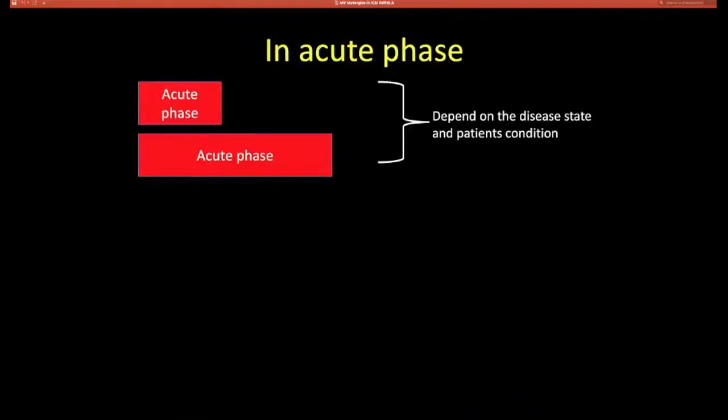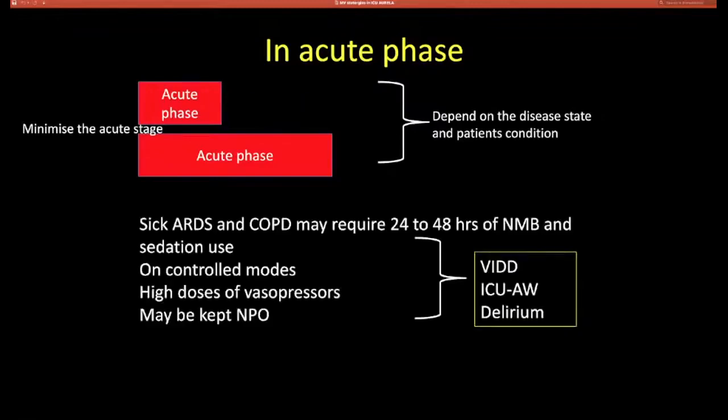As I've said, in the acute phase, the whole idea of management would be to reduce the duration of this acute phase. We have to minimize the acute stage. Then the focus again has to go to the management of the disease. That is where you have to look at the pathology. So these are some of the guidelines that generally we use in sick ARDS and COPD patients who are going with low tidal volume ventilation.